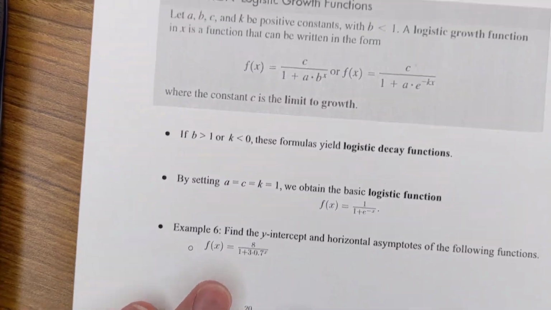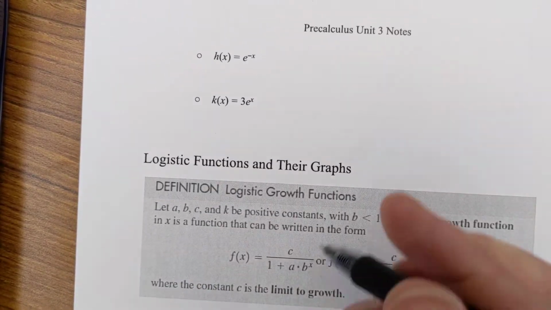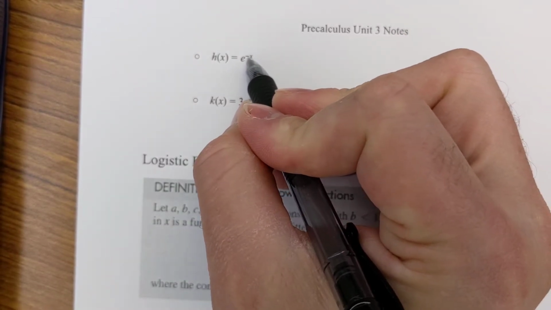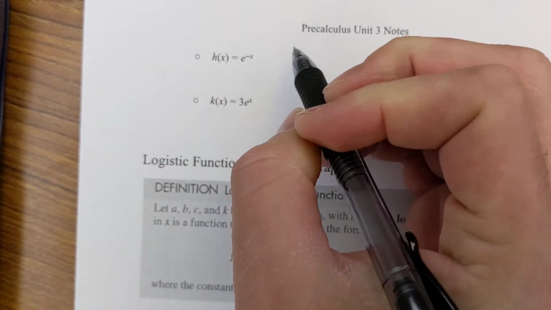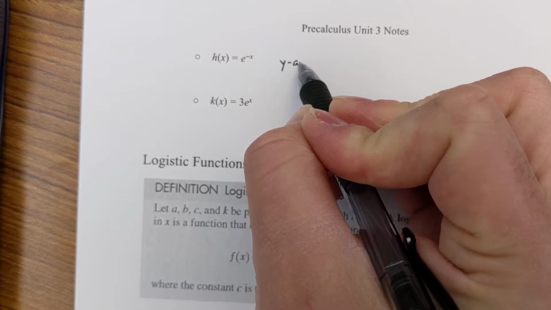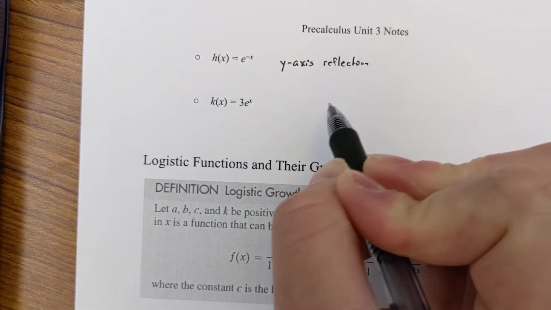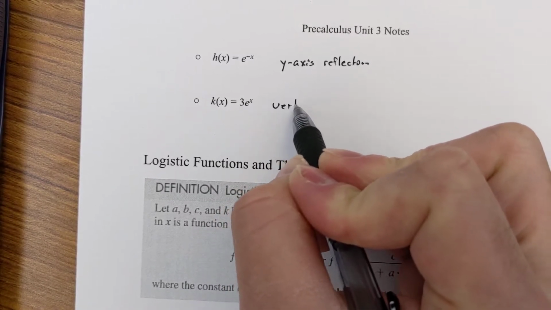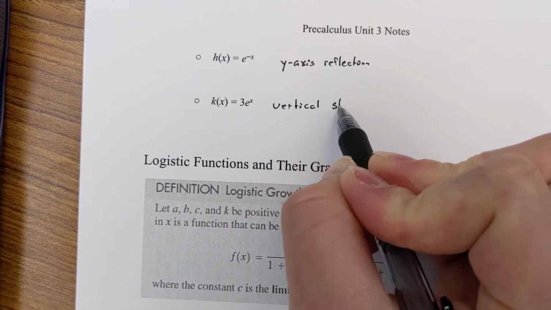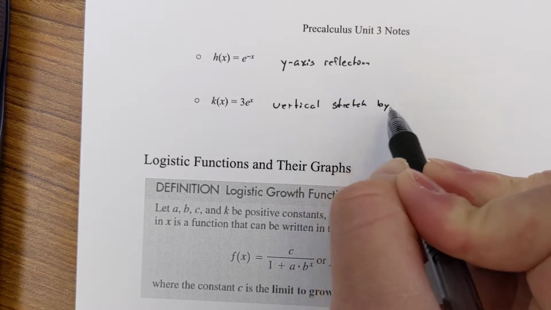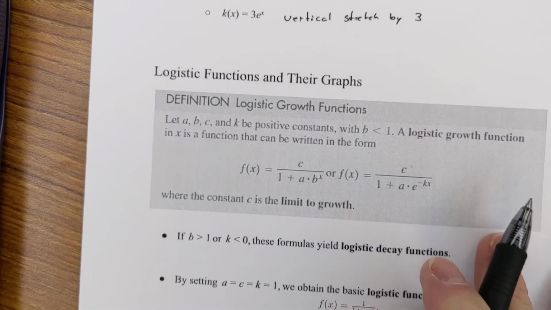Yep, rolls over. Okay. So e to the negative x. So this is a y-axis reflection. And this is a vertical stretch by 3, so multiplying it by 3.